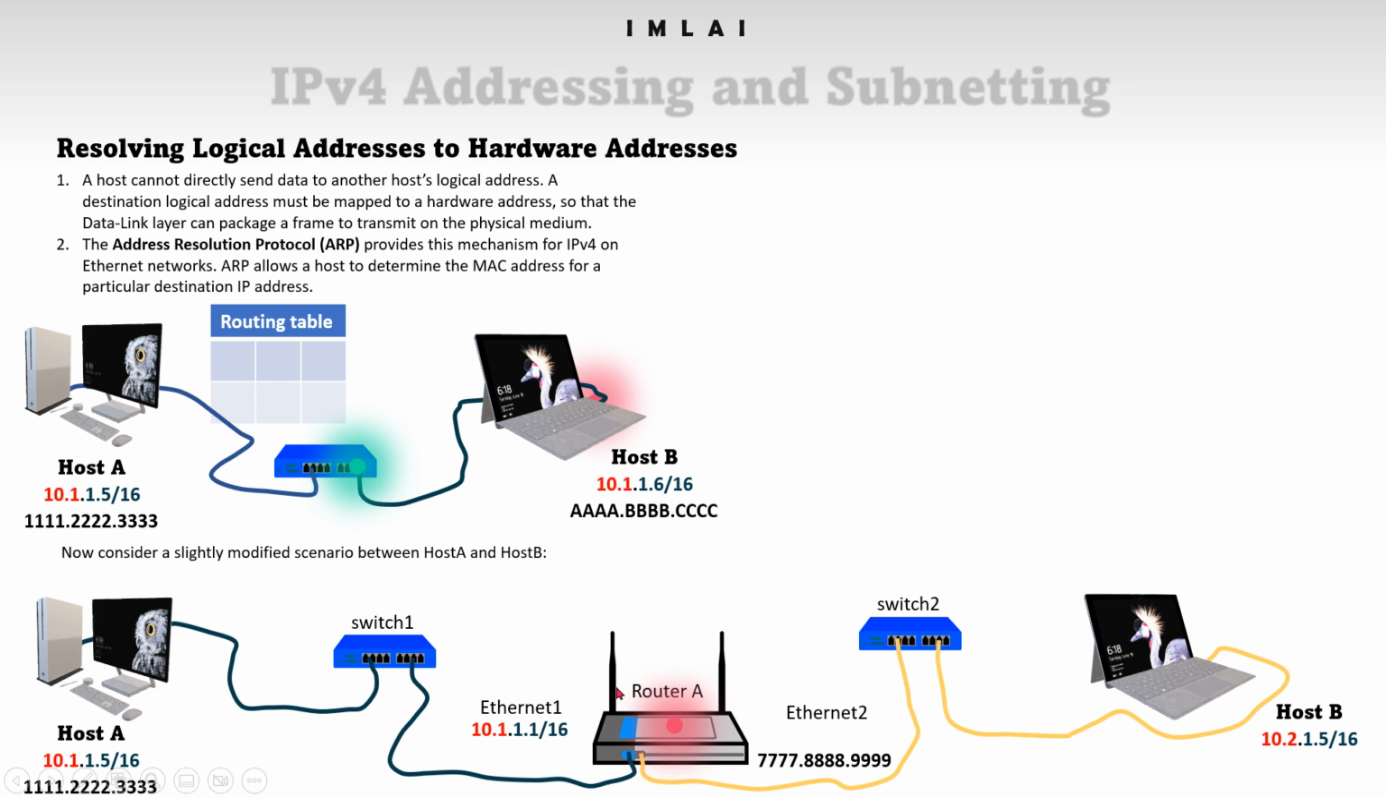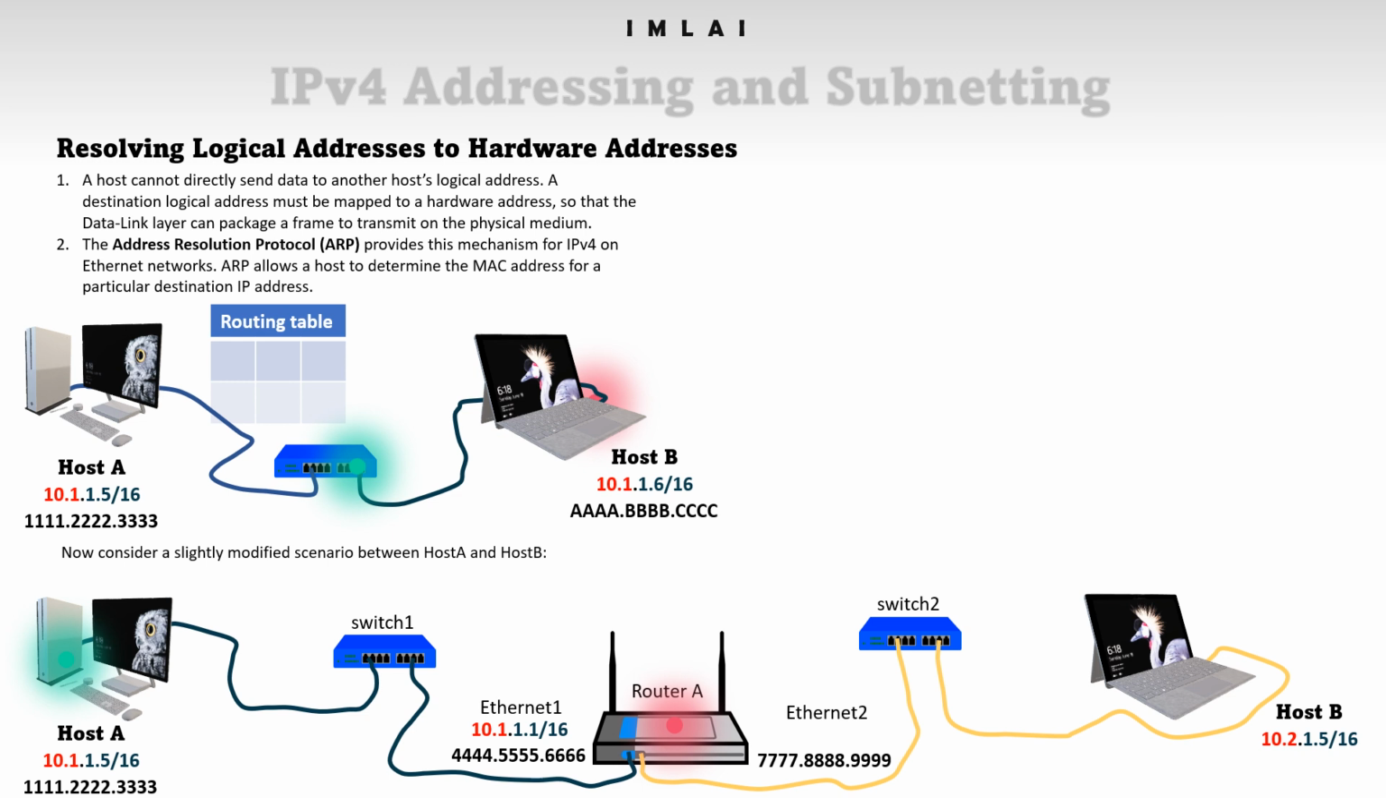So now host A has sent an ARP request. Now let's see what's going to happen. Router A responds to the ARP request with an ARP reply containing its MAC address. So basically router A will respond back to host A with the MAC address of router A. So that's it. Host A got the response from router A.